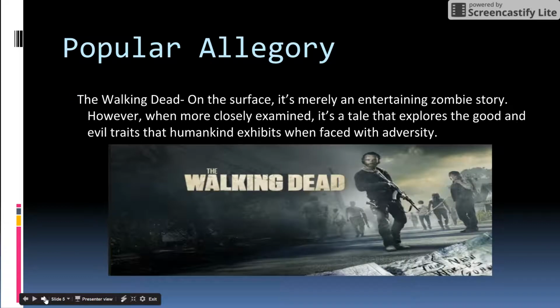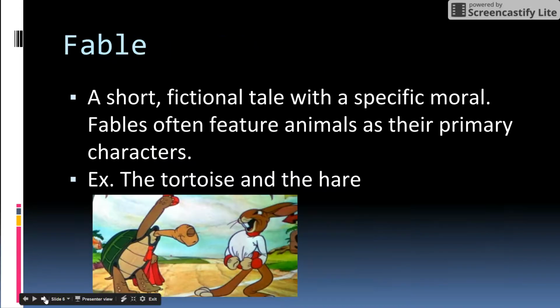You might be familiar with The Walking Dead. It's one of my favorite shows. On the surface, it's merely an entertaining zombie story. However, if you look at it more closely and examine the meaning underneath, it explores the good and evil traits humankind exhibit when they're faced with adversity. So, it is an allegory for the good and evil lurking within mankind.